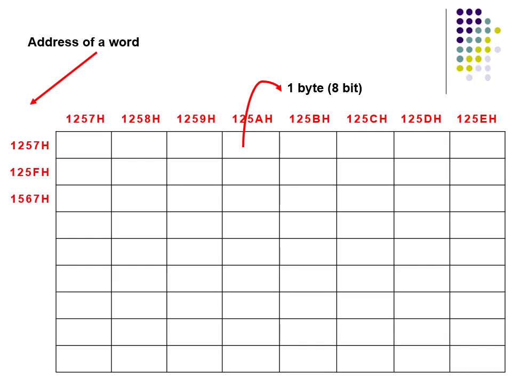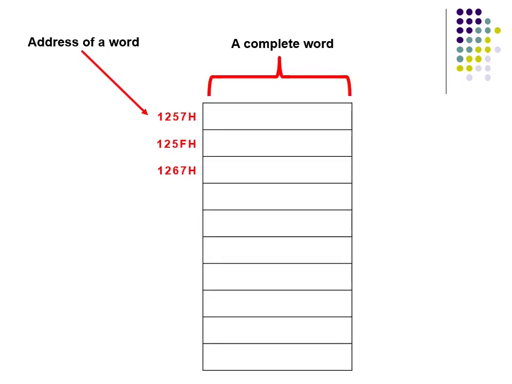And what is a word address? A word is nothing but multiple continuous bytes. So the word address is the address of the first byte present in that row. You can see here 1257H is the word address of the first word, nothing but the first row. So why is 1257H the address of the word? Because in that word there are 8 bytes and the first byte's address is 1257H. So this is a word representation of memory.